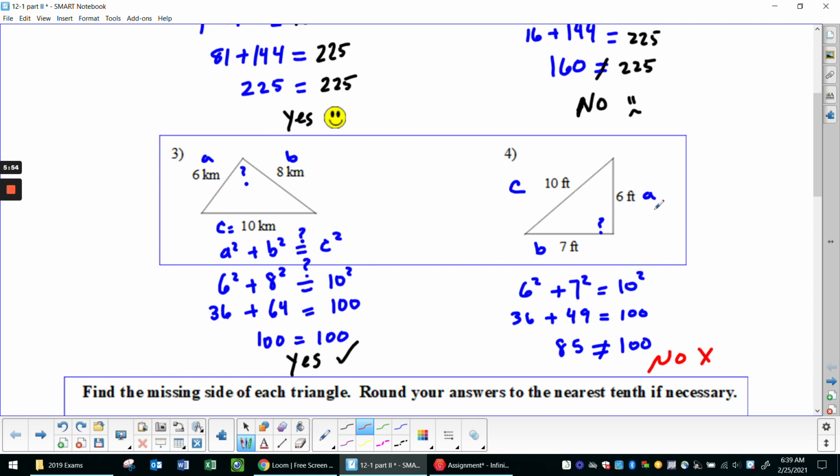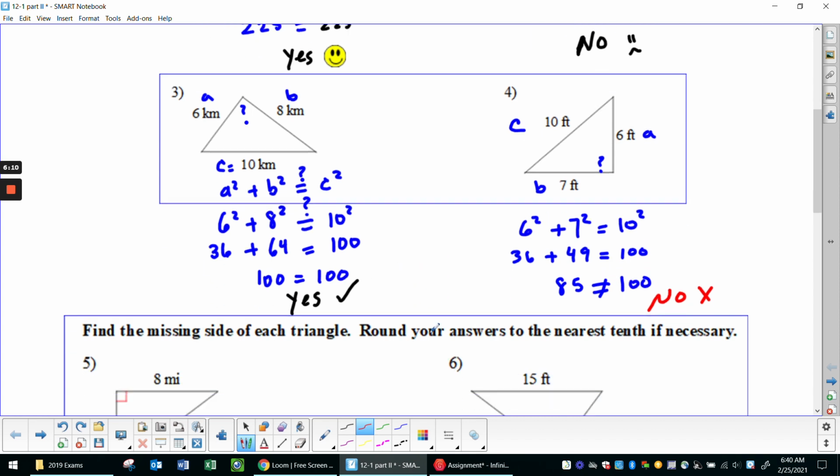And then you solve for a squared plus b squared, you add them up, get 36 plus 49, and that's equal to 85, not 100. And we want it to be 100, so that's a no on number 4.